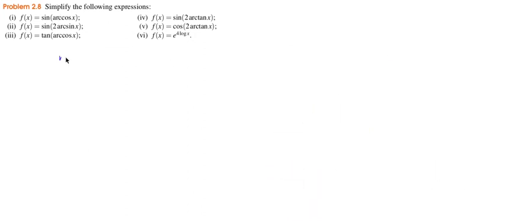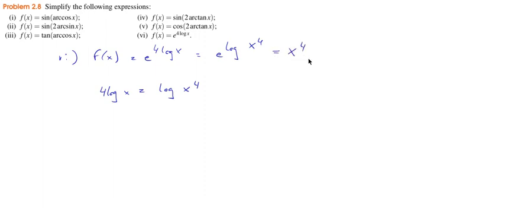And then finally, and this is, I guess, the easiest one, f of x is the exponential of 4 times the logarithm of x. We know from the properties of the logarithm that 4 times the logarithm of x is just the logarithm of x to the 4th. So this is e to the log of x to the 4th, and this is just the exponential of the logarithm. So these two are inverse functions, so they cancel each other, and we are left with x to the 4th.